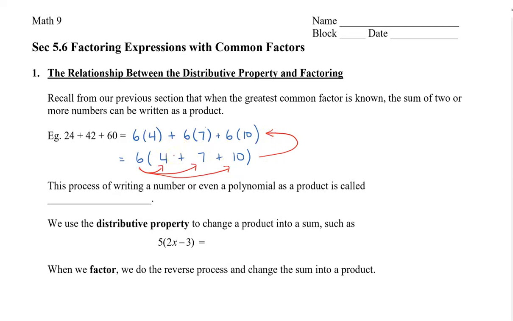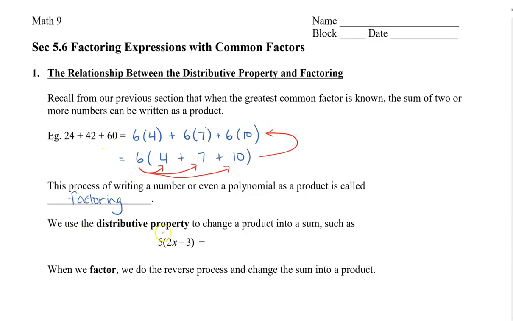So this process of writing a number or even a polynomial as a product is called factoring. And that is what happened when I took out the 6. I factored it out of these three numbers, 24 plus 42 plus 60.